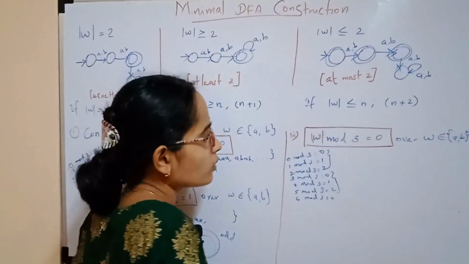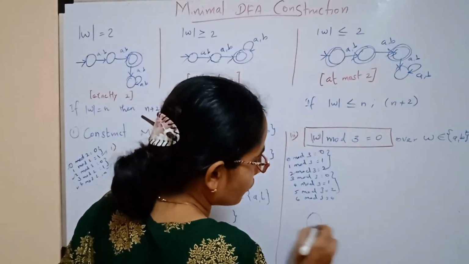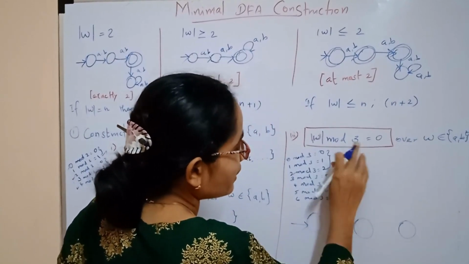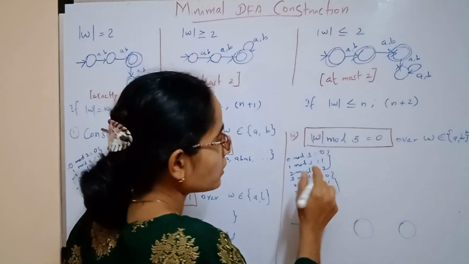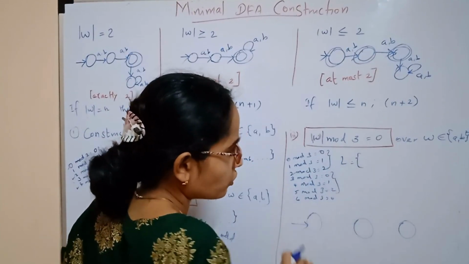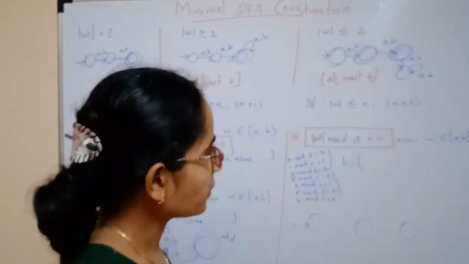So in this case you will have 3 states. Okay, you will have 3 states. So as I already said, this denotes the number of states. So now what will be the member of this language? You just try to identify the member here.